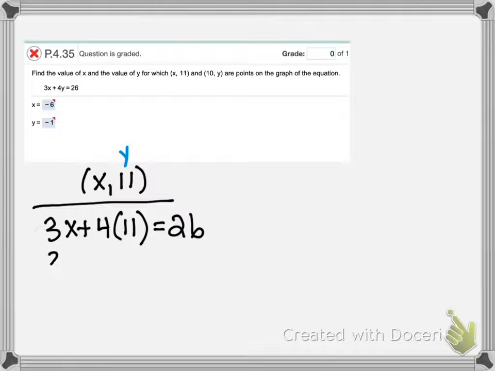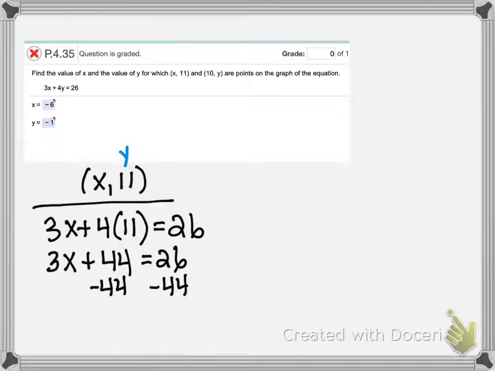Alright, so that's going to give me 3x plus 44 equals 26. And then from there, I'm going to subtract 44 from both sides. And that's going to give me negative 18. And then divide by 3. So my x is negative 6.